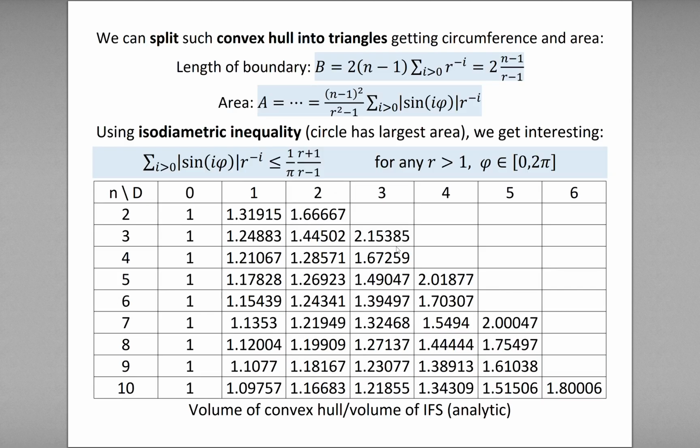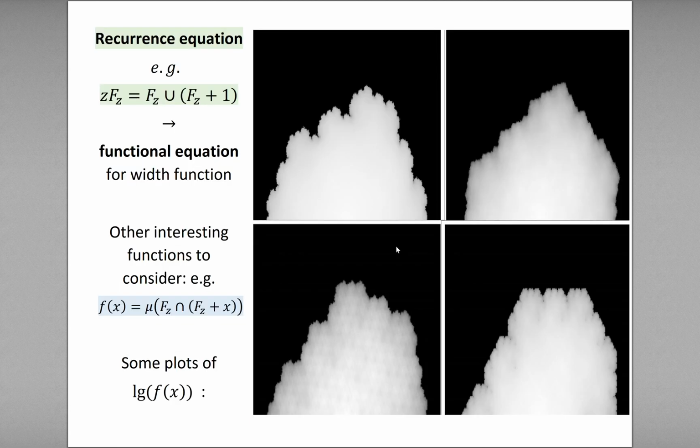So we can find this analytically, because the area of the convex hull can be found from the size of the lattice, the volume of the lattice. So we can find these interesting relations here. Okay, so there is some other function we could try to analyze. I have tried to do it, but it didn't lead to anything interesting.